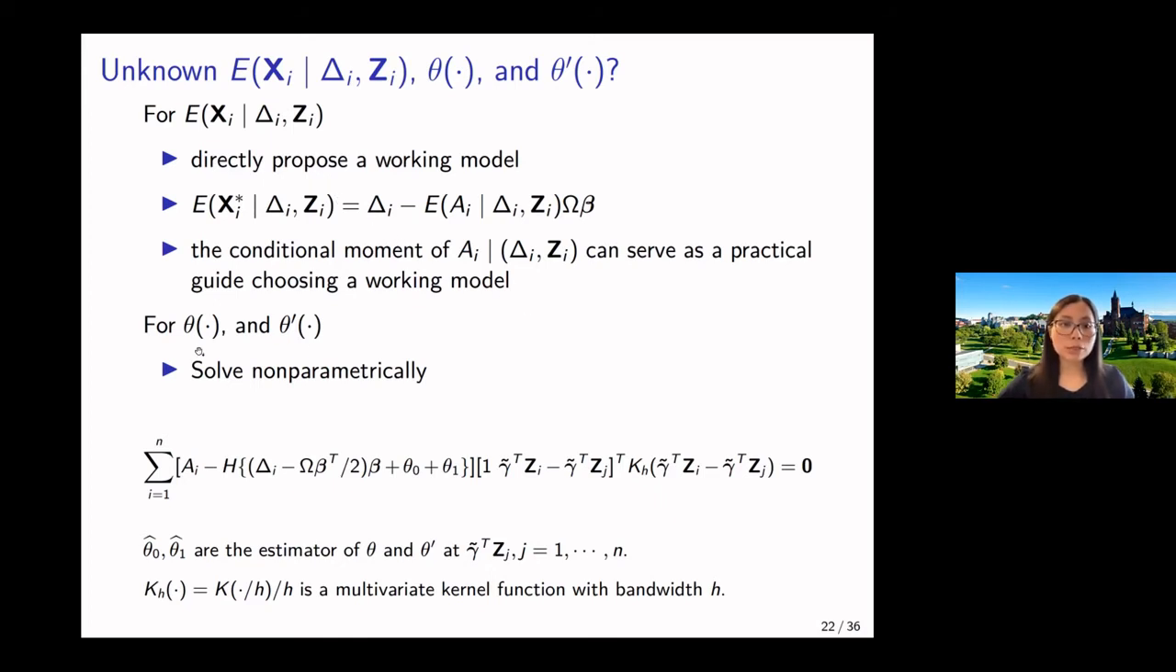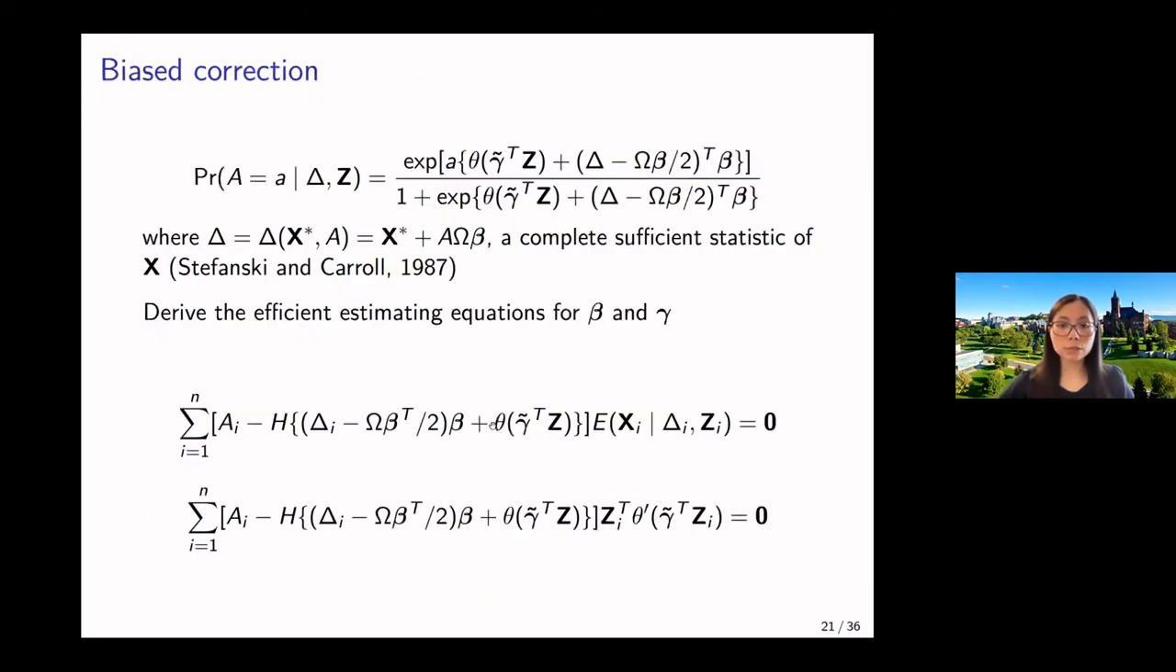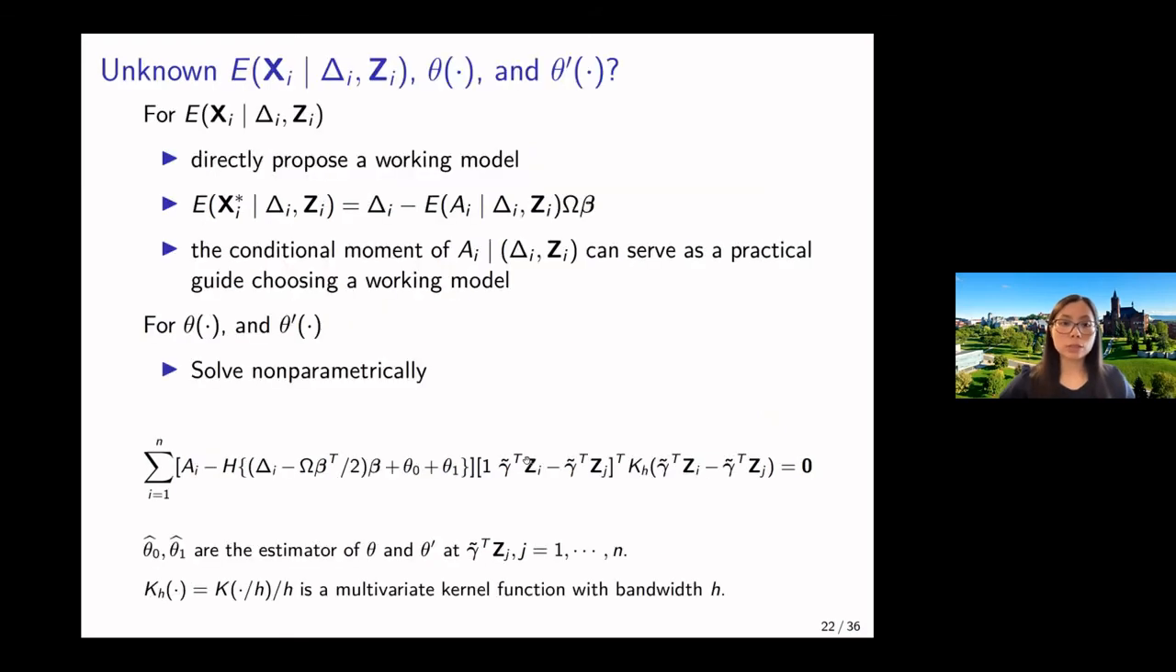And then to solve this unknown quantity in this model, we again try to avoid parametric assumptions, so we solve them using a non-parametric approach. That means we implement this long, ugly looking formula to get the estimators of theta 0 and theta 1. Those represent the estimators of the unknown function theta and its first derivative.